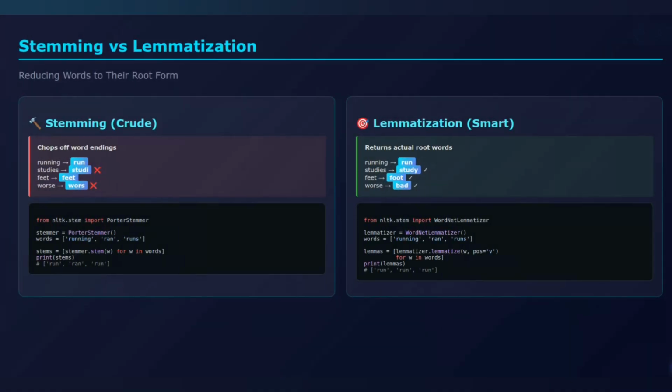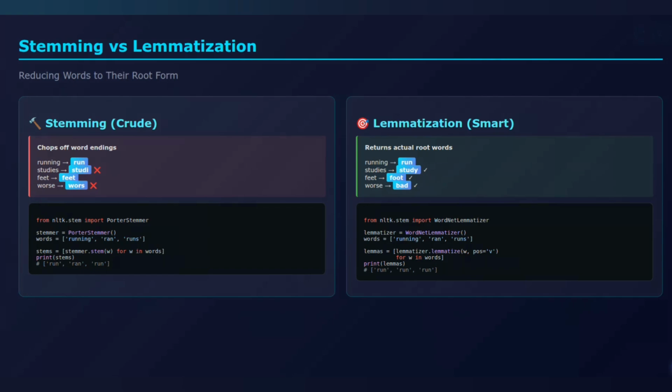One of the most important pre-processing steps, stemming and lemmatization. These techniques reduce words to their base or root form. Running, ran, and runs all get reduced to run. This helps the model understand that these are all related to the same concept. Now, there's a key difference between stemming and lemmatization.